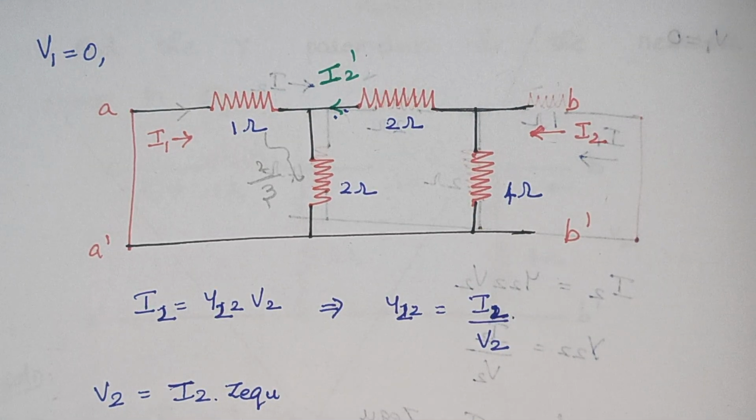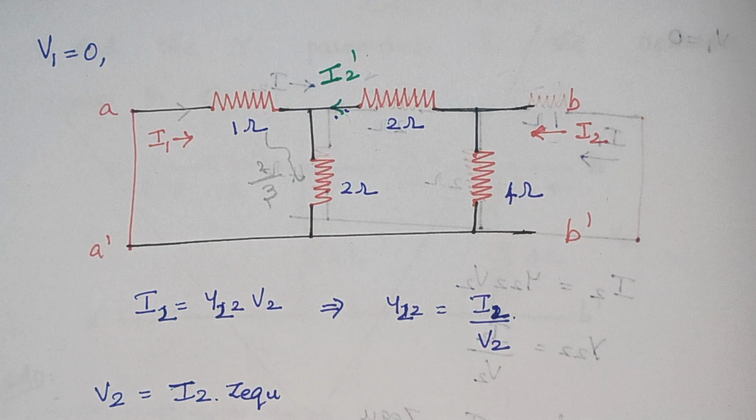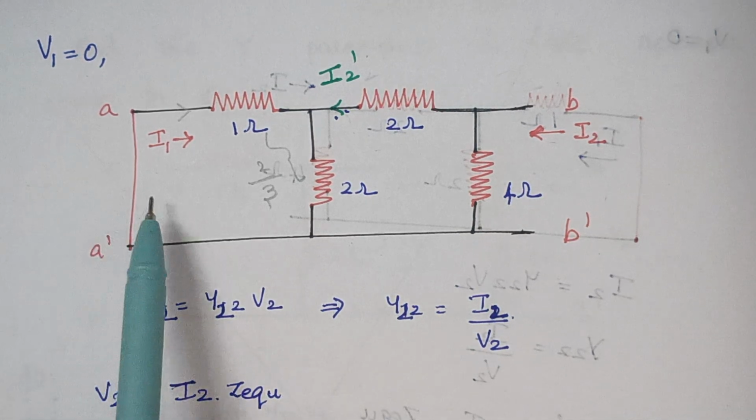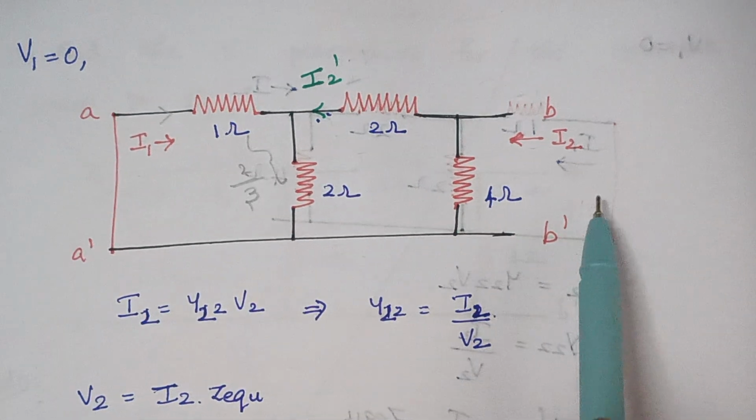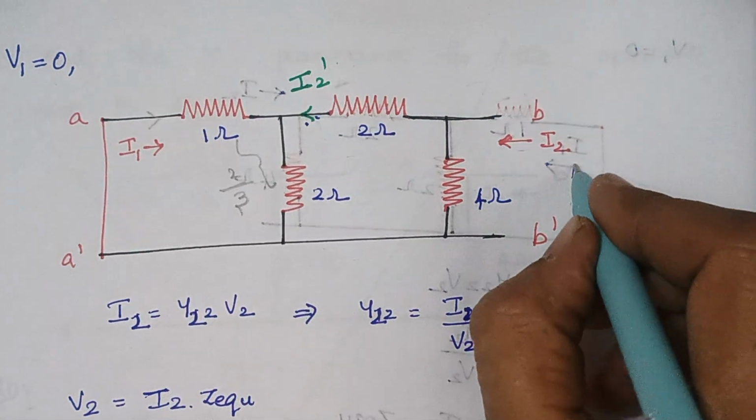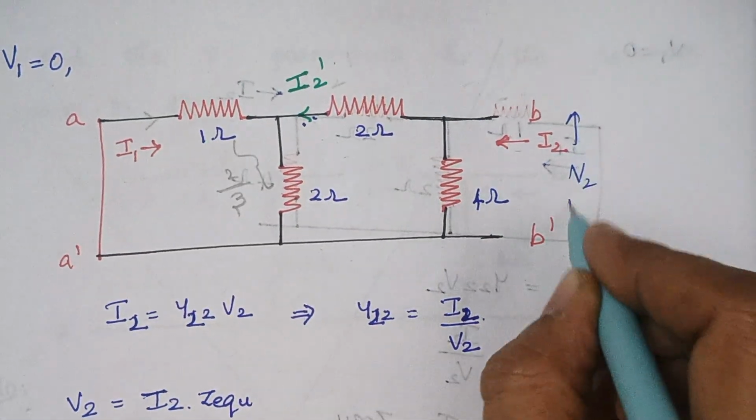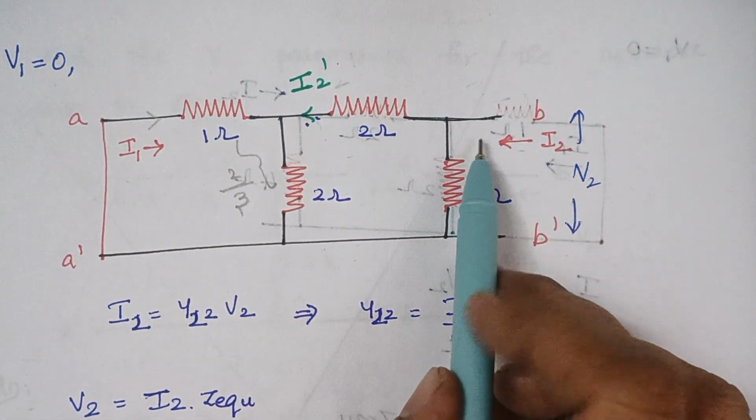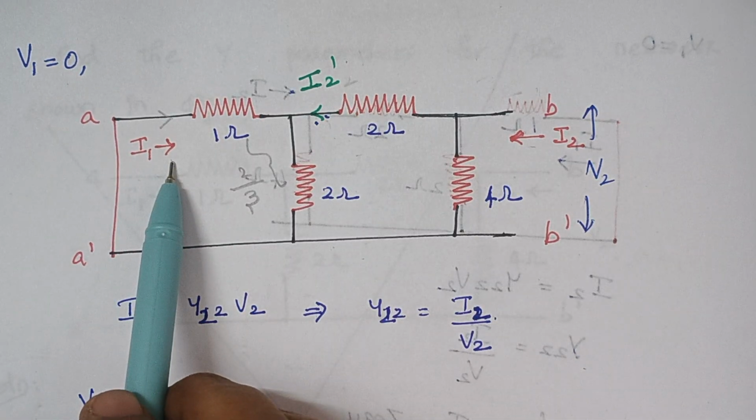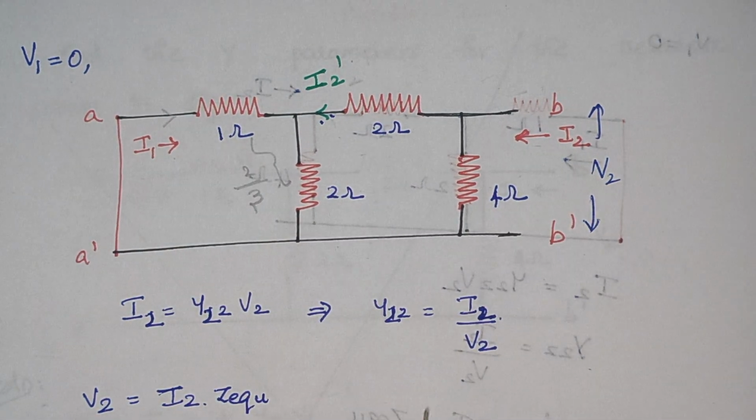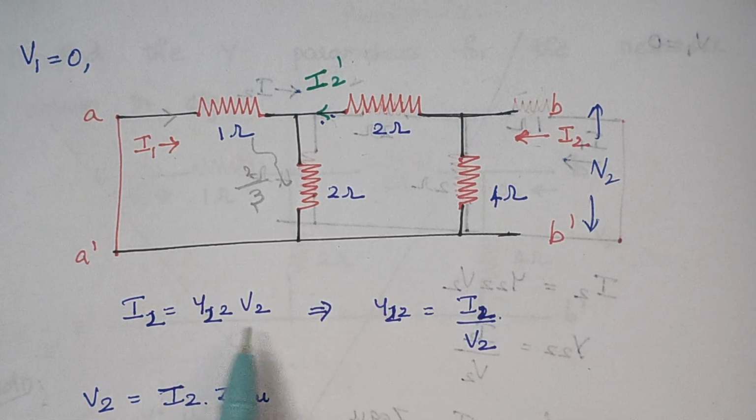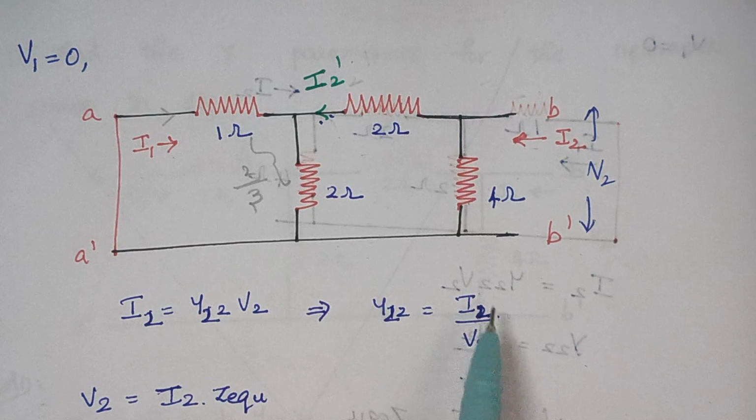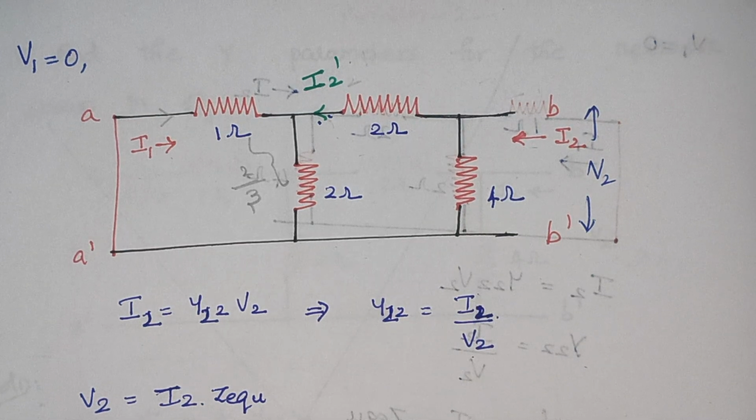Now we are going to find the remaining two parameters. For that, we have short circuited the input port A dash. Here we have a supply voltage of V2, and I2 is the current that flows through this port, and here I1 is the current like this. Now we are going to find the value of Y22, which is the ratio of I2 by V2.